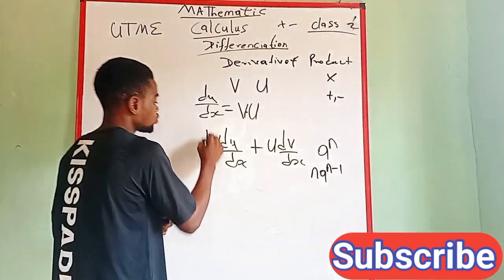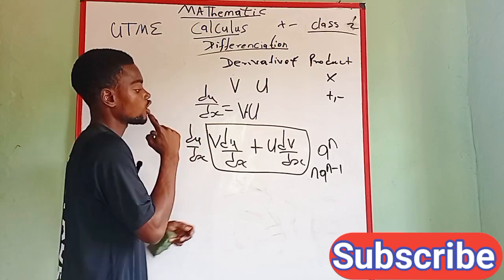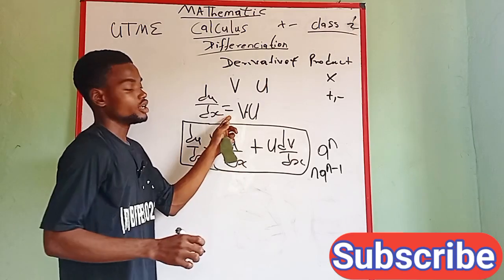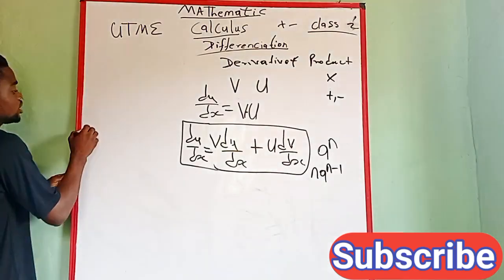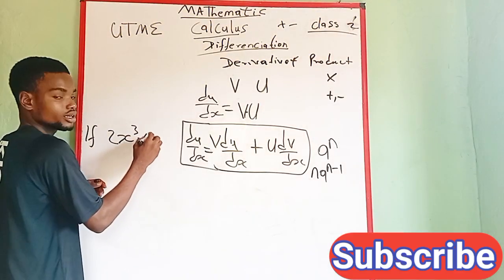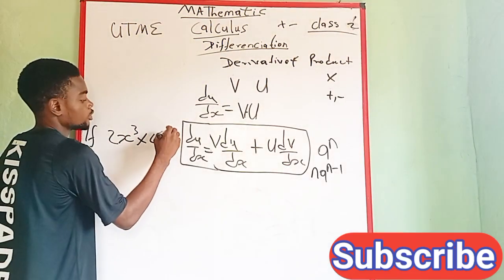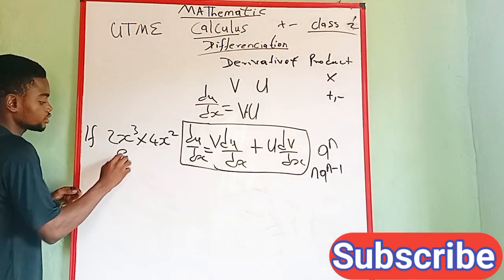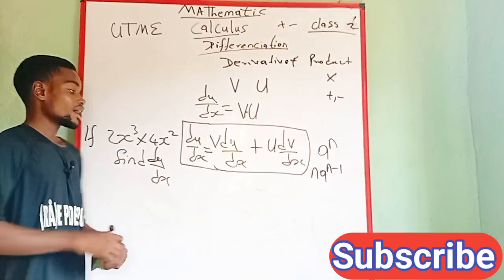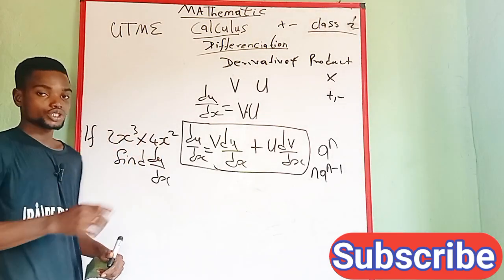For instance, let's work with this formula. This is the formula you need for dy over dx when talking about derivative of product. Now, let's say 2x cubed multiplied by 4x squared, find dy over dx. Now, how can you express this? This is written in multiplication. They are holding each other by multiplication.